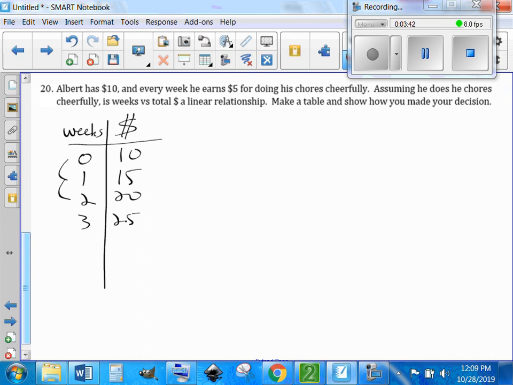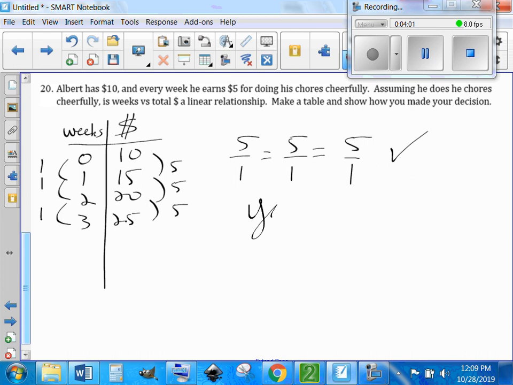So kind of like the previous problem, the weeks are going up by 1 every time. Now we need to look at the y values. So up 5, up 5, up 5. So in this case, the rate of change is 5 over 1 from 1 point, then 5 over 1 to the next, 5 over 1 again. Those are all equal. Yes, those are equal. So yes, it is linear.